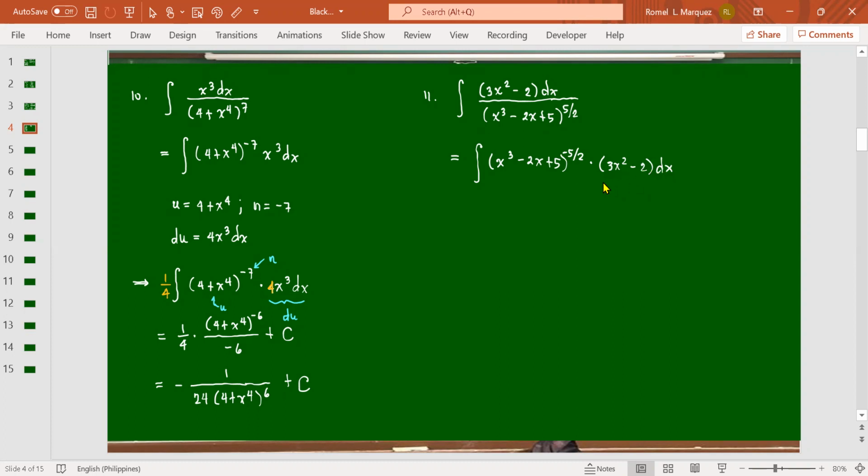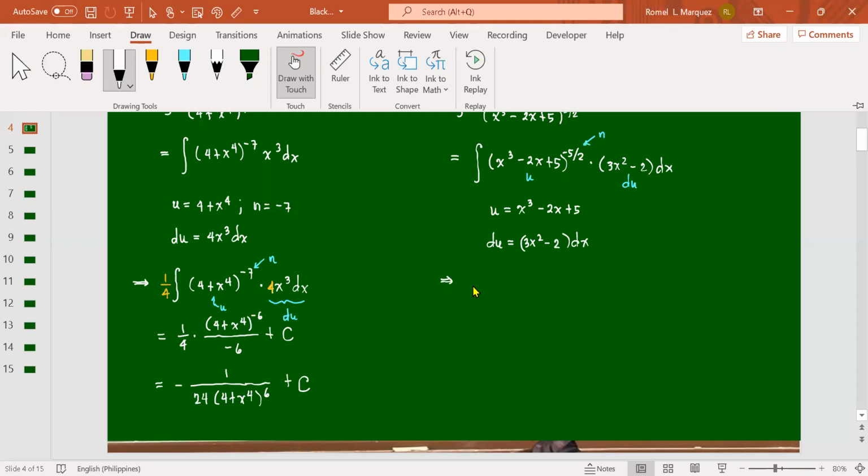Ito yung suspect nating du, no? Pero check natin. Anong u? u is x cubed minus 2x plus 5. What is du? du is equal to (3x squared minus 2) dx. Okay, so exact, no? We can now answer it. U to the n du. So again, what is this? U. What is this? N. What is this? Du. Correct already. We can now answer it.